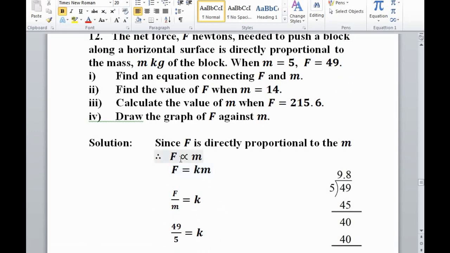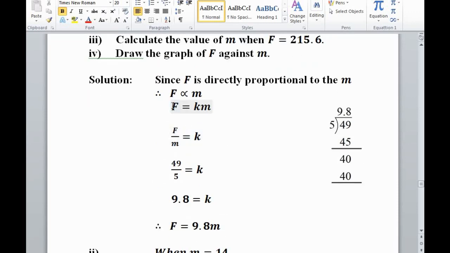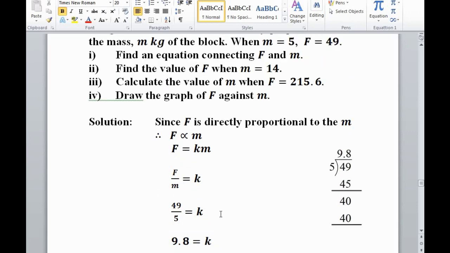To write the equation connecting force F and m, we are going to put the value of k, which is 9.8, in the equation F equals km. So the equation becomes F equals 9.8 m, which is the required equation connecting F and m. The second part of the question is to find the value of F when m equals 14.